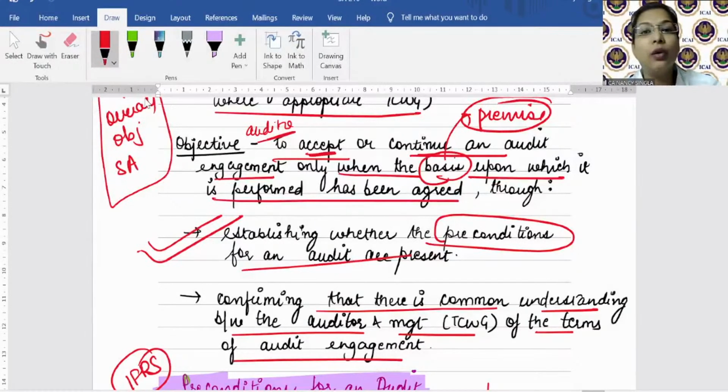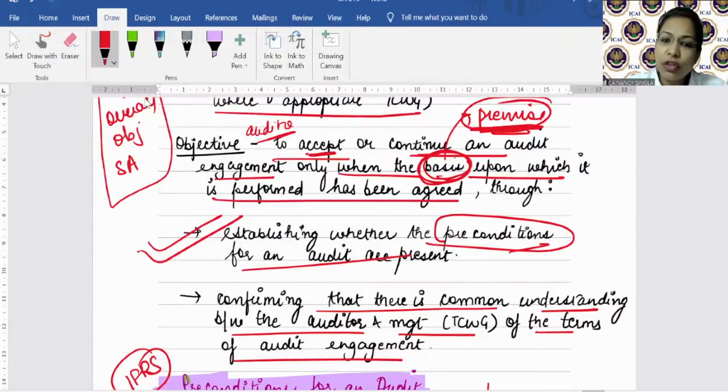How will the audit happen? The management will provide the auditor with all the information, any additional information. It should not be that tomorrow the management says we gave you the information, we will not provide you additional information. No, you will have to provide us, and you will have to provide us unrestricted access to the persons within the entity. Clear? And so, premise, basis. Now in your module you will see the term premise also. Premise means basis. So the objective is to accept or continue only when the premise, the basis on which the audit is performed, is there.